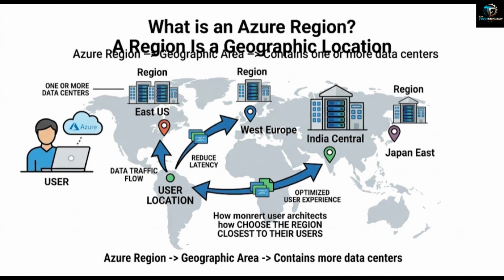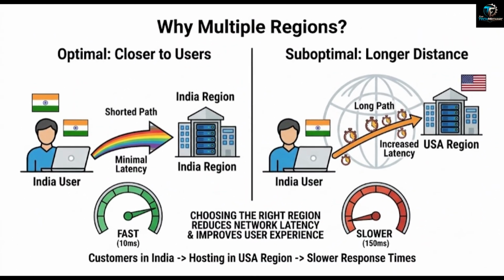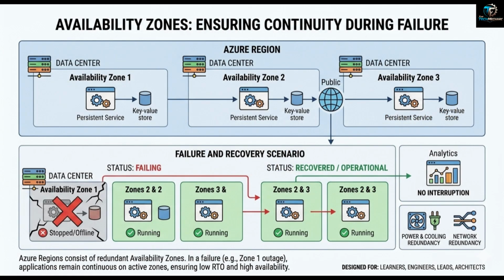Azure organizes its infrastructure into regions. A region is a specific geographic area containing one or more data centers. For example, Central India, East US, and West Europe are Azure regions. When deploying an application, architects choose the region closest to their users to reduce latency. Suppose your customers are in India. Hosting your application in Central India provides much faster response times than hosting it in the United States because the data travels a much shorter distance. Choosing the right region improves user experience and reduces network latency.